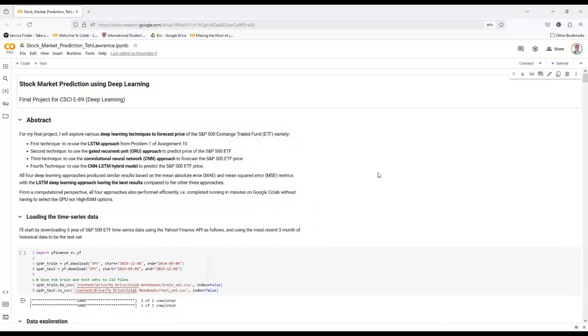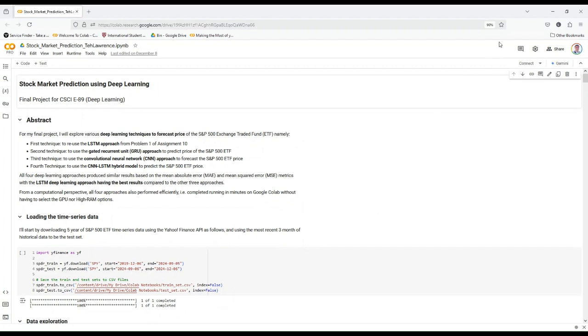Hi everyone. For my long video, instead of using the PowerPoint slide, I'd like to do a walkthrough of my notebook, which I run using Google Colab. My final project is about stock market prediction using deep learning.